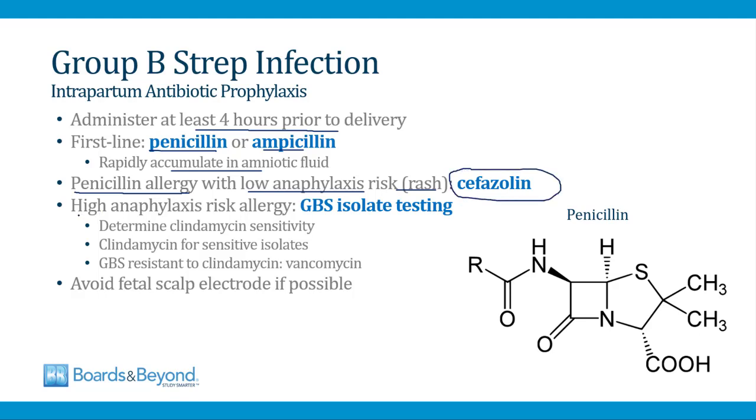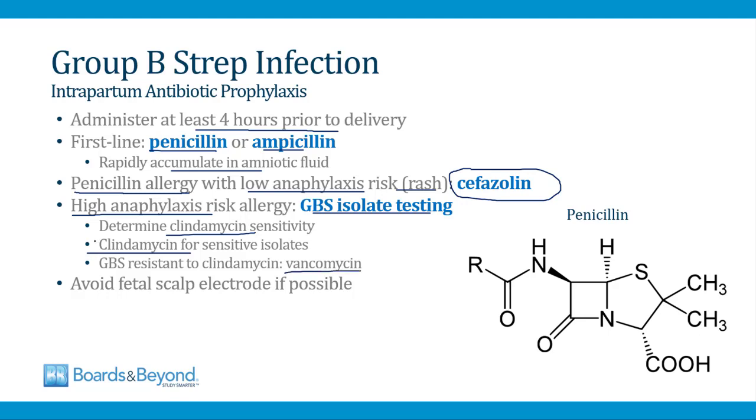If, however, the woman is thought to have a high anaphylaxis risk to penicillin or ampicillin based on prior reactions, then the next step is Group B strep isolate testing. You want to take one of the Group B strep isolates from the woman and determine the clindamycin sensitivity. If it's sensitive to clindamycin, you can use clindamycin, but if it's resistant, you can use vancomycin.